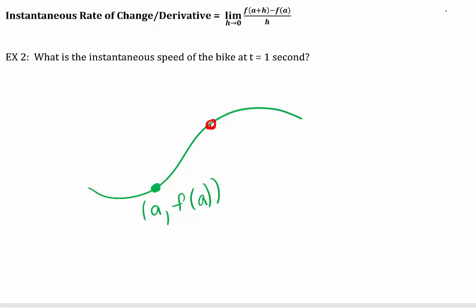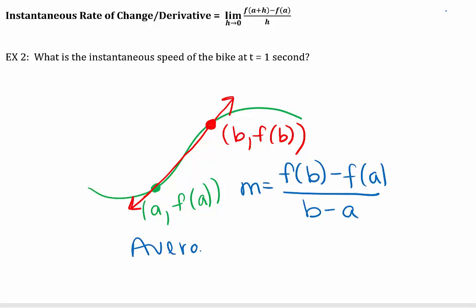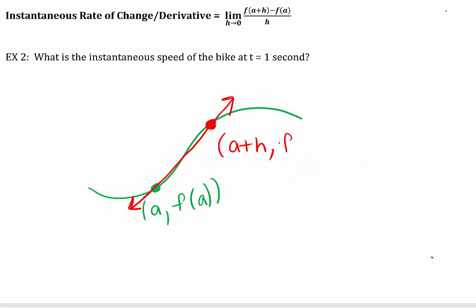If I have a second point on that line, I will be able to find the slope of the line that connects those 2 points. If I call the second point on my line b, f of b, then the slope would be the change in y values divided by my change in x values. The formula that I have just written down is the exact same thing as that average rate of change. So average rate of change is basically a slope through 2 points. Okay, I'm going to give that second point a slightly different name, just so I can derive the formula I have in the notes. Let's call that second point a plus h.